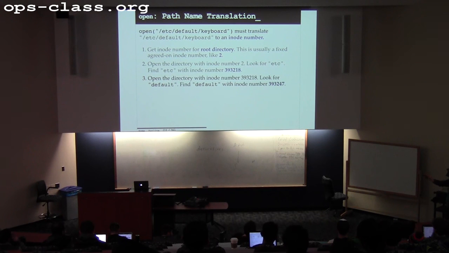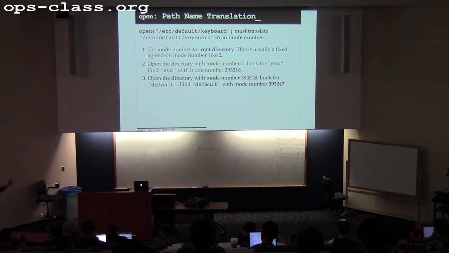Now there's a couple things that could go wrong here. What else can go wrong? I'm looking up 393,218. What else might happen at this point that would cause this to fail? Inode 393,218 does not point to a valid file. It's an unallocated inode. It's empty space, right?